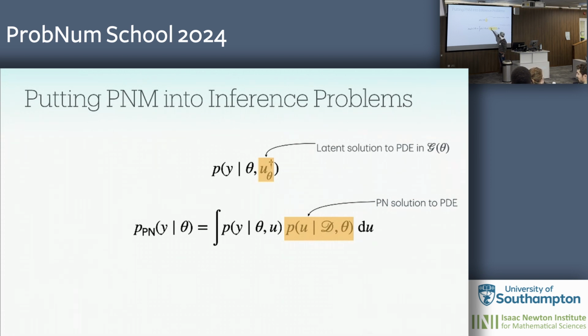So this is the density of the solution, the PDE solution, which obviously doesn't exist because the PDE solution is a function and we don't have densities in function spaces. Natal is laughing at me right now.